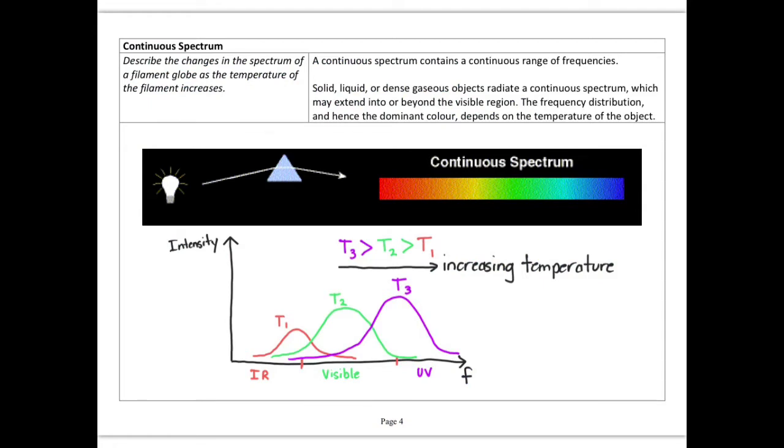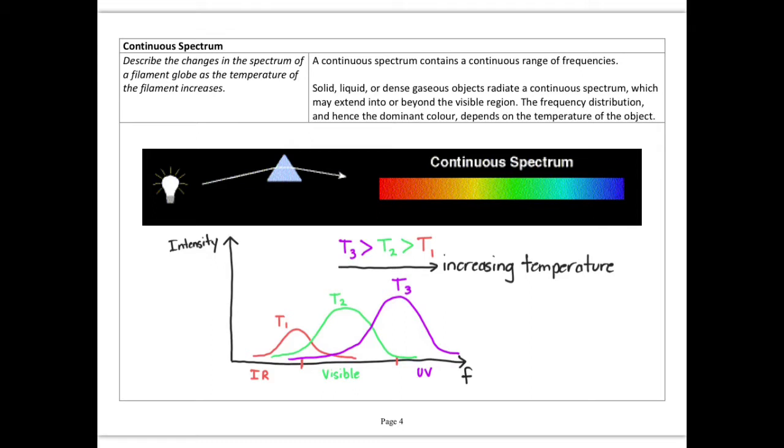So up until this point, we've been talking about the spectrum of gases, and in particular low density gases like, for example, hydrogen. But what we want to talk about now is what happens if we have a solid, as in a filament in a wire, a liquid, or a dense gaseous object. And what happens there is when the atoms are excited in those is that they release all of the colours.